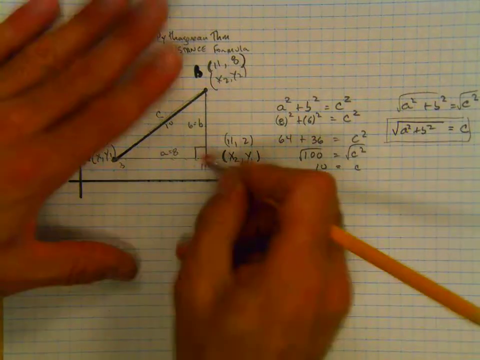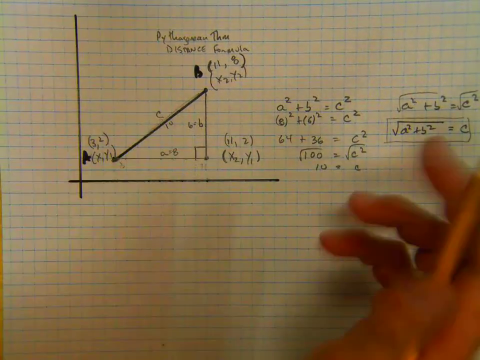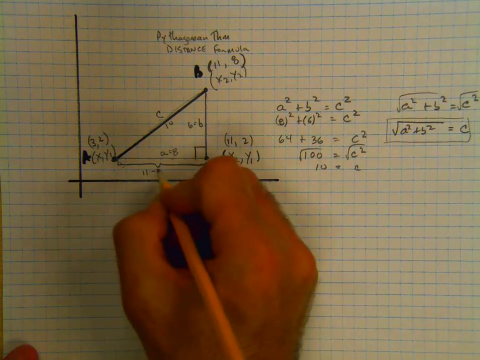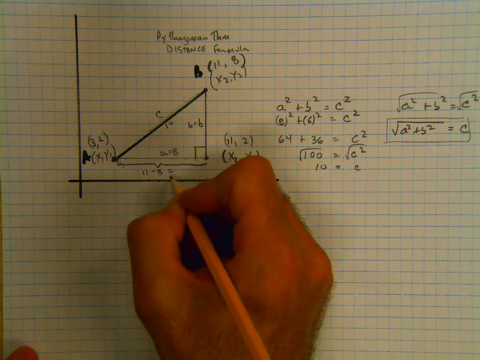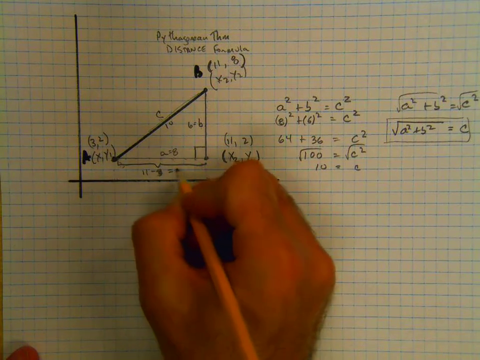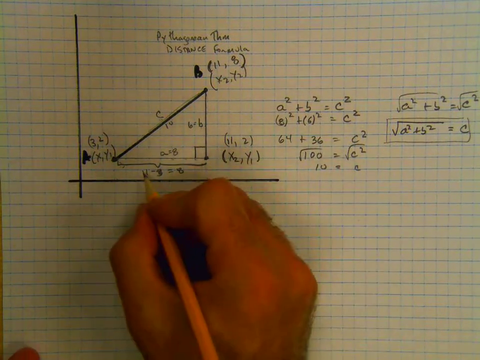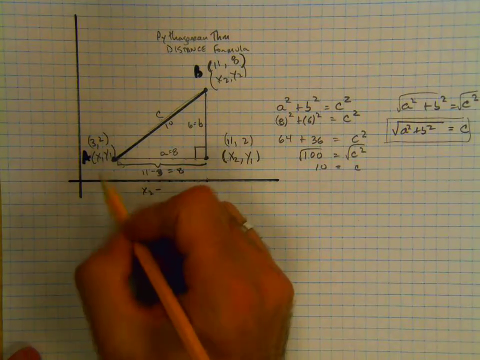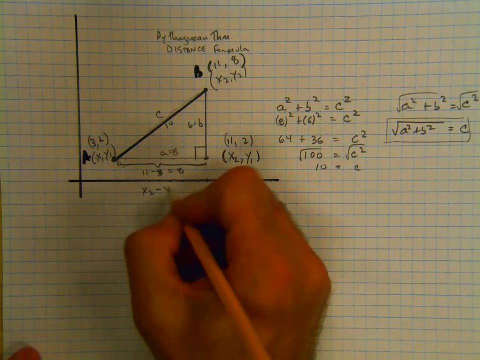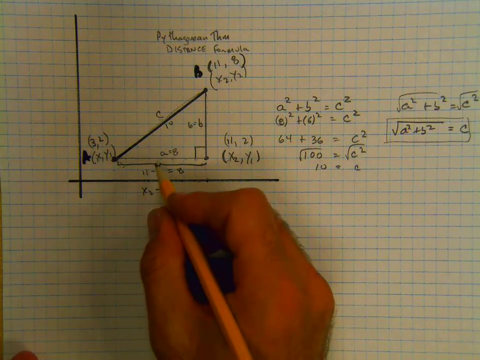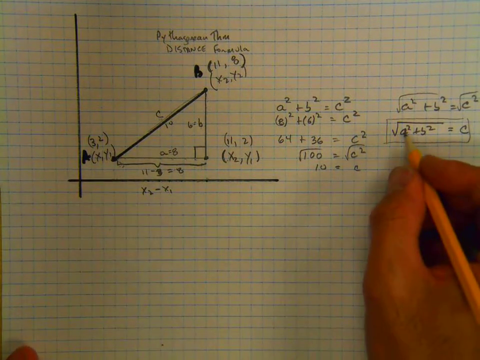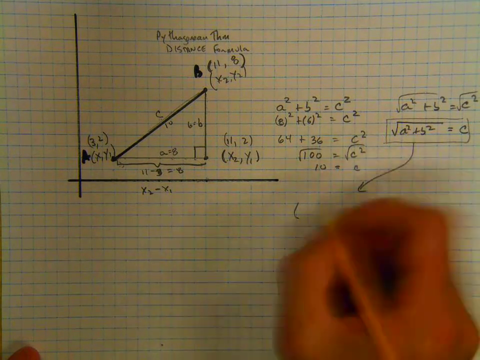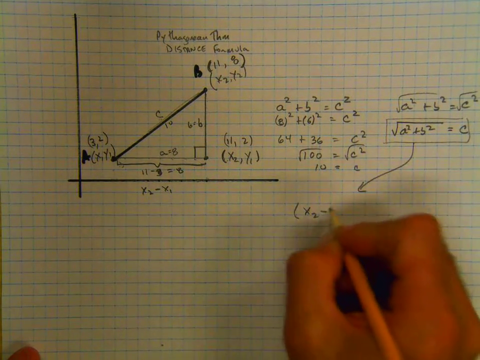So this distance is 11 minus 3 is 8. And 11 is that x2. And the 3 is x1. That is the distance A. So what we're going to do here is this A value is the same as x2 minus x1.